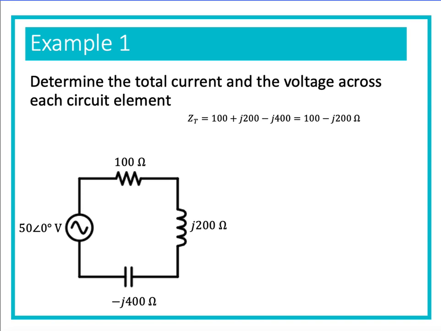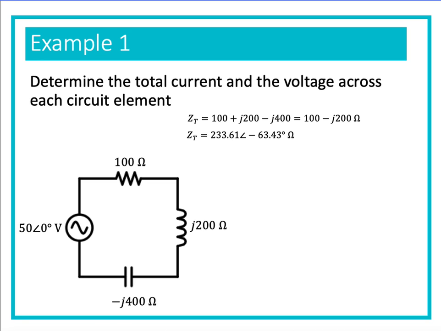First of all, we want to know what the total impedance is, and all we need to do is add up the 3 values because this is a series circuit. So we get 100 plus j200 minus j400, and we get 100 minus j200 ohms. We're also going to represent that in polar form. The calculator will change that over, or you can do it the long way if you really want to.